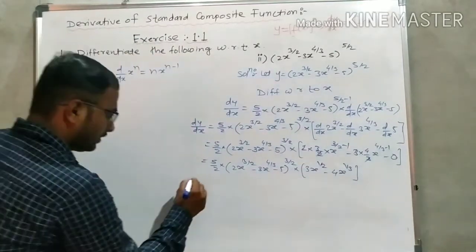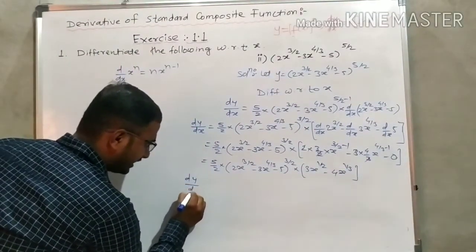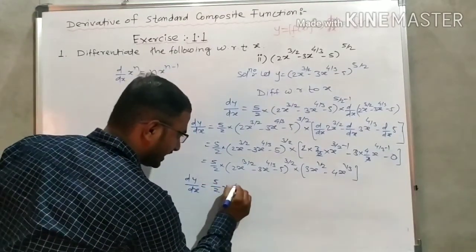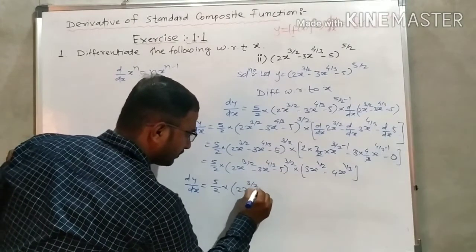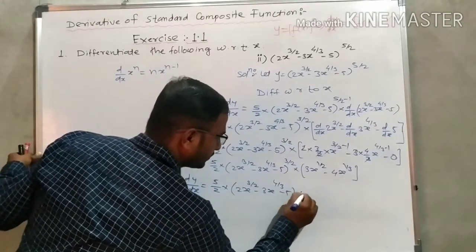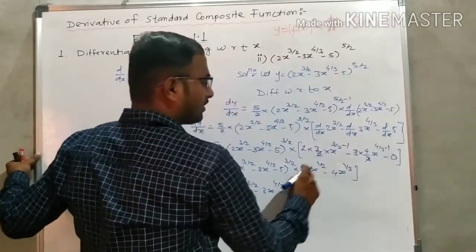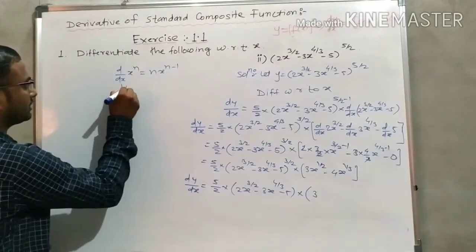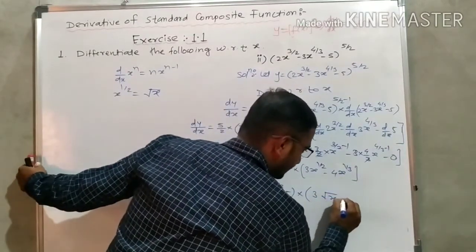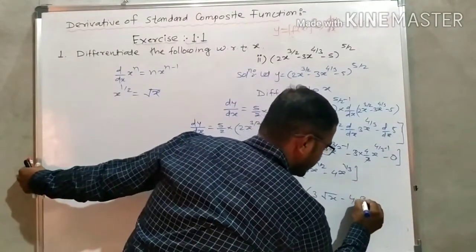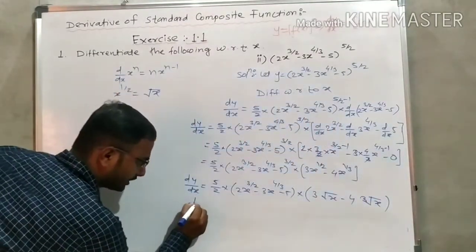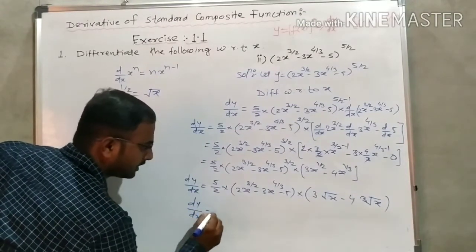Okay. So dy by dx is equal to 5 by 2 into this term as it is, 2x to the power 3 by 2 minus 3x to the power 4 by 3 minus 5, into 3 as it is, x to the power 1 by 2, which is the square root of x, minus 4 into x to the power 1 by 3, the cube root of x. This term is basically as it is. So dy by dx is equal to 5 by 2.